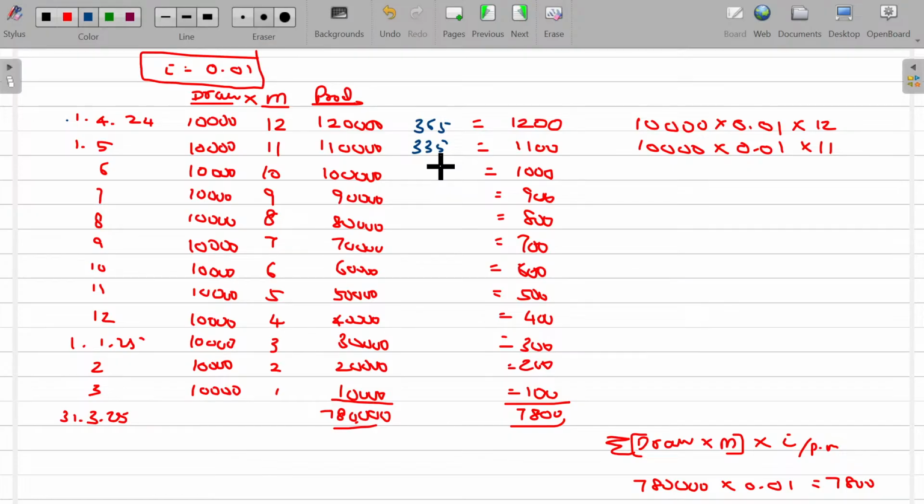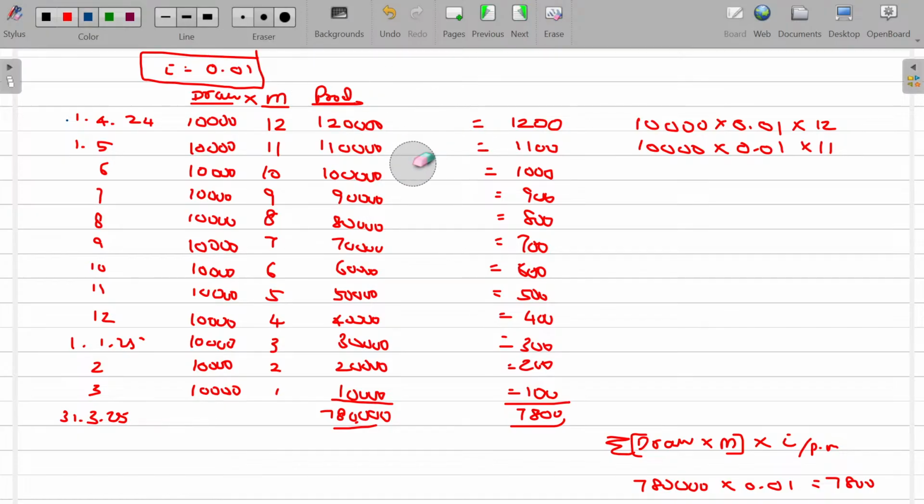So product method is nothing but the amount of drawings or amount of investment, whatever it may be, eligible for number of months or number of days. You multiply that, that is the product. If the product is based on month, then you have to calculate interest for a month. If the product is based on the days, you have to calculate interest per day. You will get the same answer. Clear?